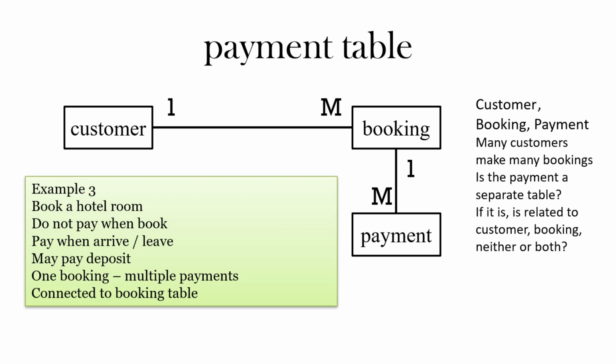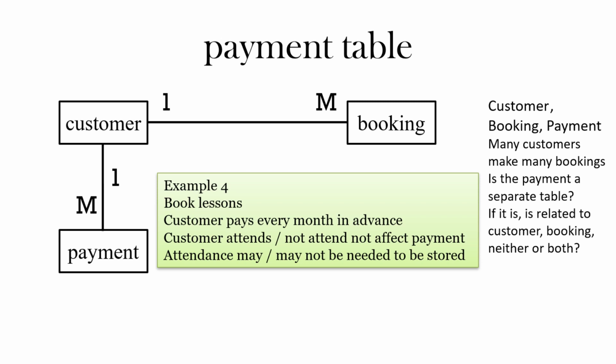Example 3, book a hotel room. Now you don't pay when you book, but you can pay when you arrive or you leave. You might even pay a deposit. So essentially there could be multiple payments. So that would generally suggest you make a payments table, and that would be linked to the booking table, booking entity.